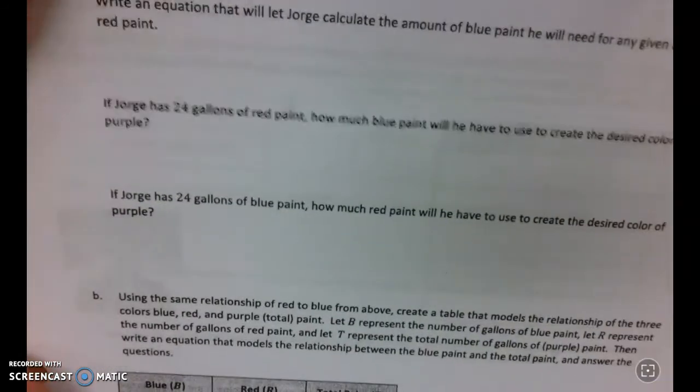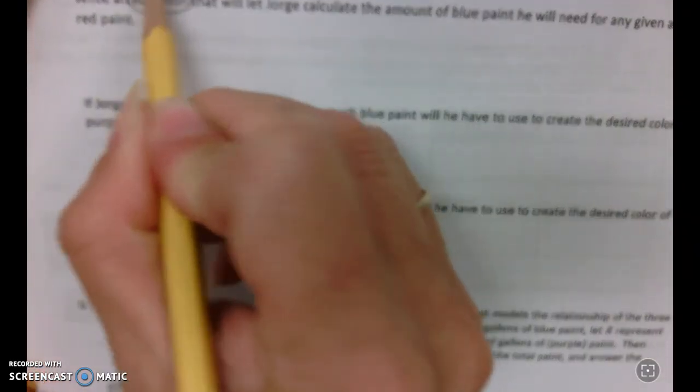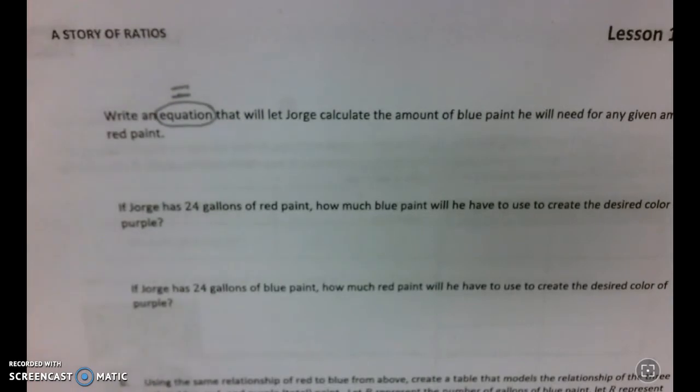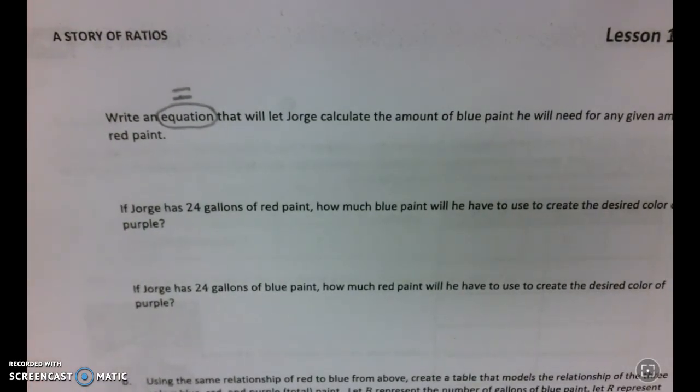Our next part says write an equation. So again, equals, and whenever I circle something or write something on my paper, it would be smart of you to go ahead and do it on yours as well so that you can pull out that important fact and learn from my thinking.